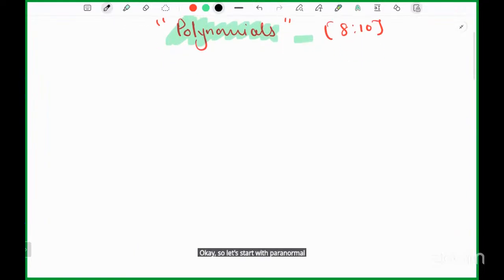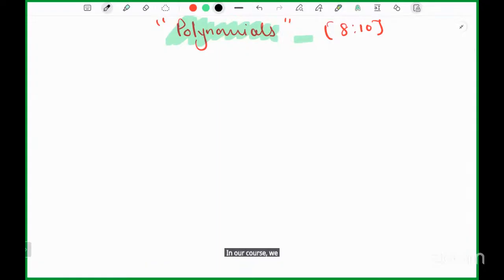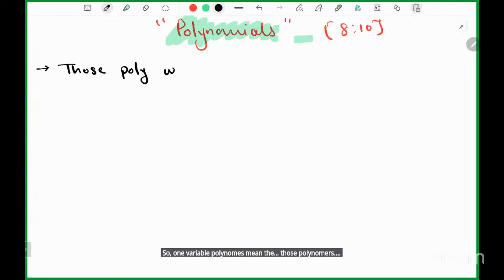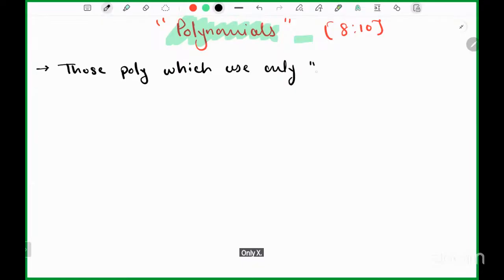So, what are they? First of all, polynomials are actually a specific kind of function which is made of some variables. In our course, we are dealing with only one variable polynomials. One variable polynomials means those polynomials which use only x. So, we are restricting ourselves to use only one variable x. Such kinds of polynomials are what we will see in our course.